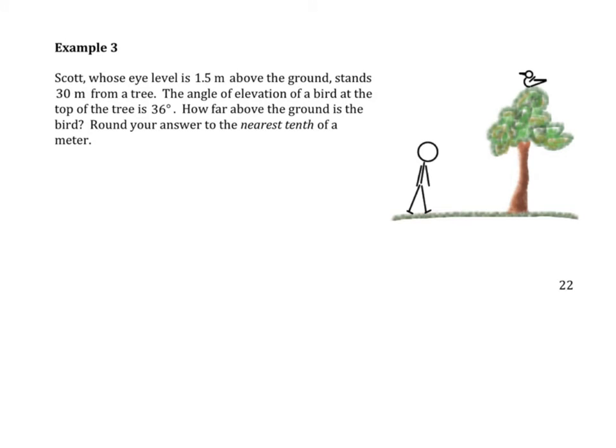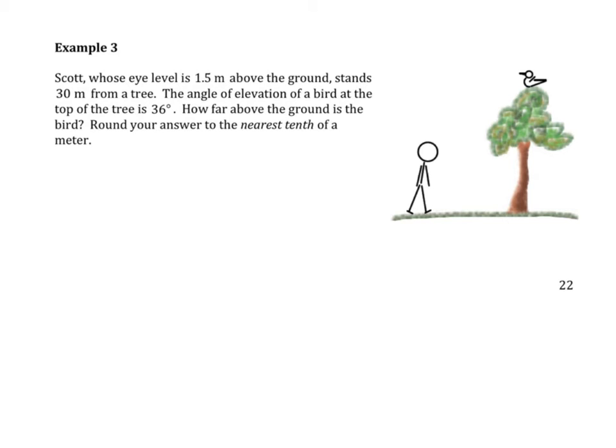Example 3. Scott, whose eye level is 1.5 meters above the ground, stands 30 meters from a tree. The angle of elevation of a bird at the top of the tree is 36 degrees. How far above the ground is the bird? Round your answer to the nearest tenth of a meter.